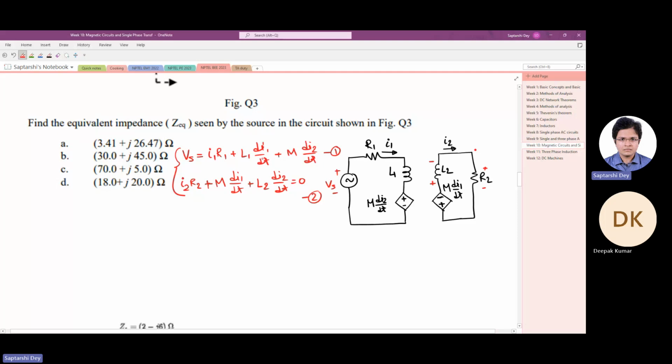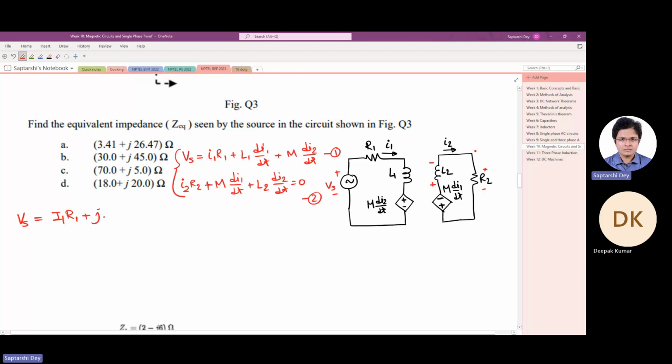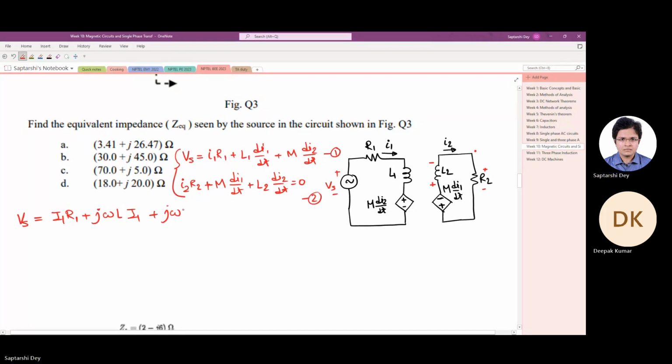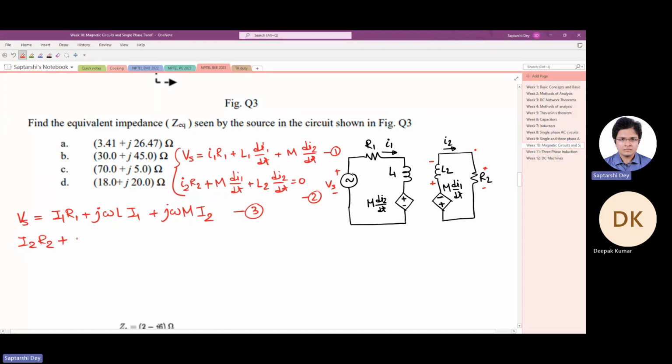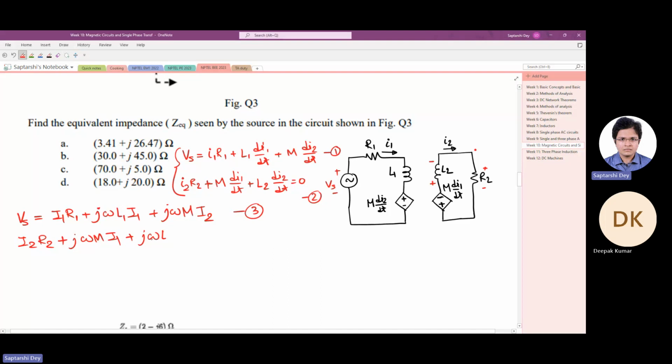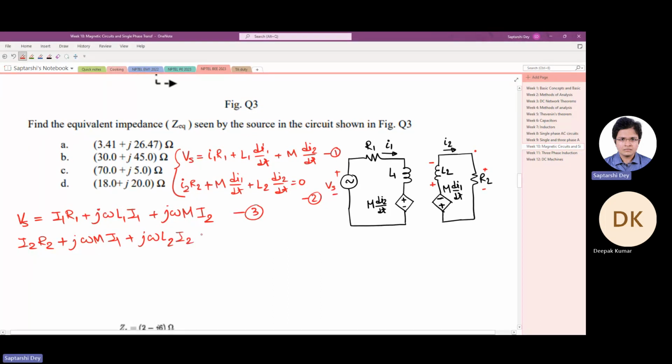So in frequency domain, we know that inductance becomes j omega L, right? So we can write Vs equals, the first equation I'm writing, I1 R1 plus j omega L1 I1 plus j omega M I2. And the second one becomes I2 R2 plus j omega M I1 plus j omega, actually this was L1, L2, I2 equals 0, equation 4. Right, now they are in frequency.